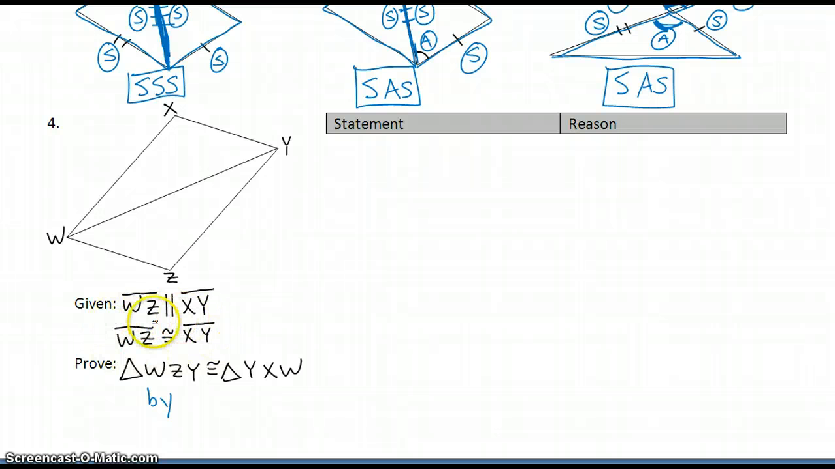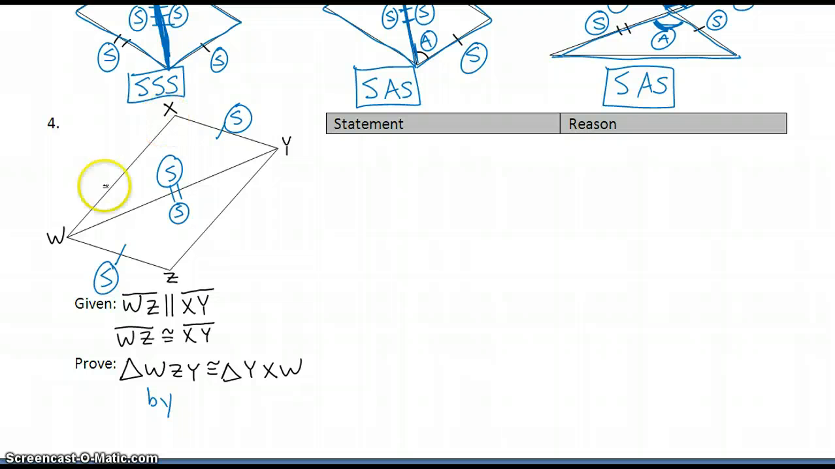We're given that these two sides are congruent. So that's one piece of information. And by the way that these two triangles are drawn, they share a side, and that shared side is WY. So WY is going to be congruent to itself. So we have a pair of congruent sides and a second pair of congruent sides. We need one more piece of information.